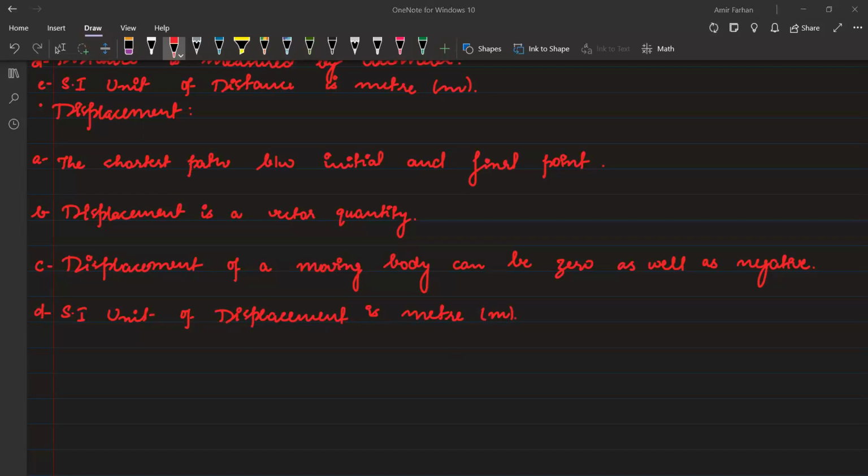Just a moment. Let me take some fill in the blanks related to this. Then we'll move forward to the question part. Oh, sorry, next part. That is speed.